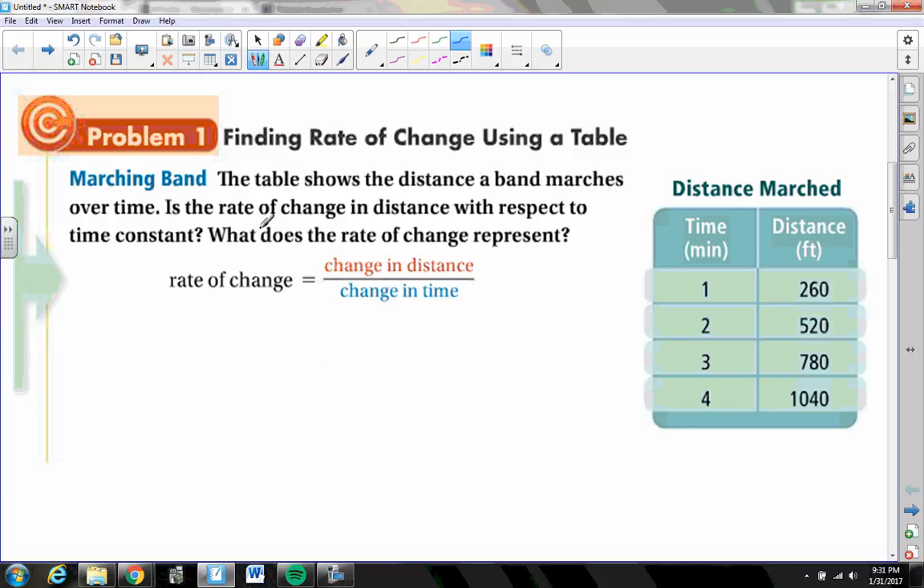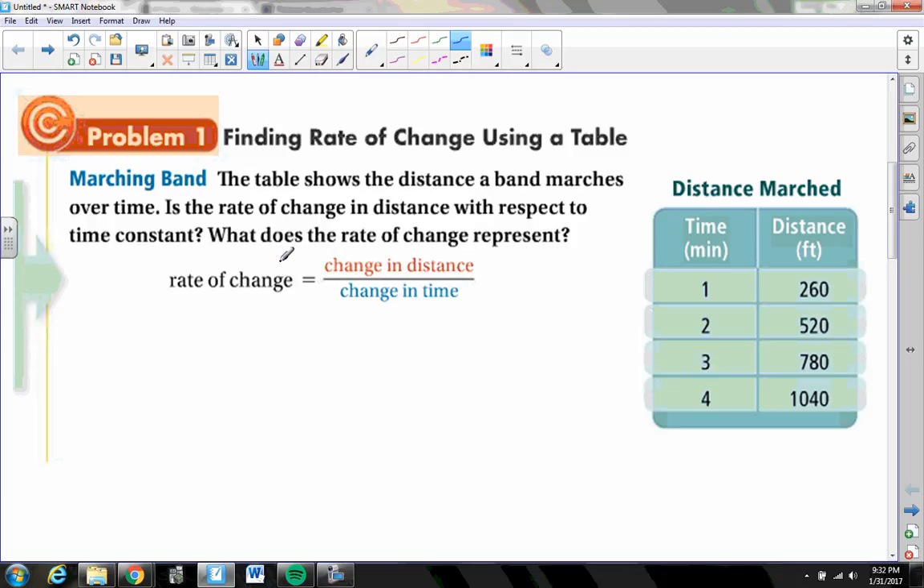Okay. Here's a problem that shows us the distance a marching band is marching over a certain number of minutes. So we have this relationship between the distance they're marching and the minutes that they've been marching. What they want to know is, is the rate of change in distance with respect to time constant? Meaning, is it a constant rate of change regardless of which minutes we choose?